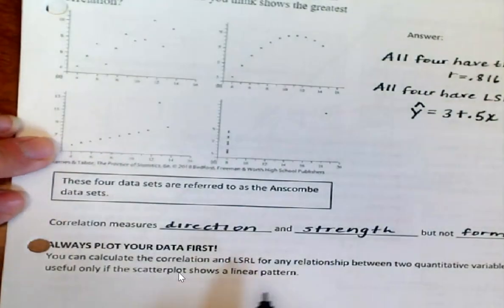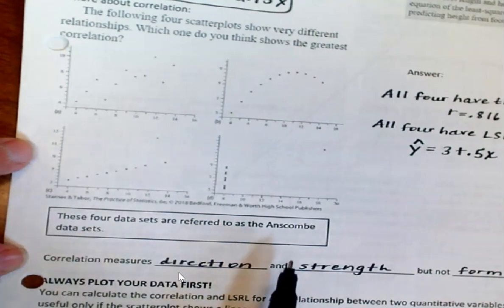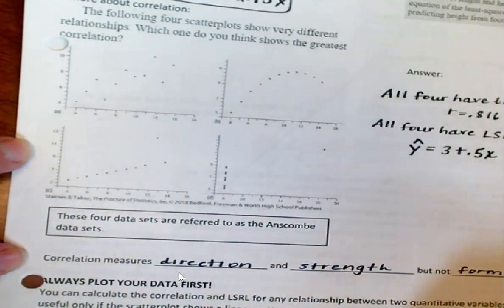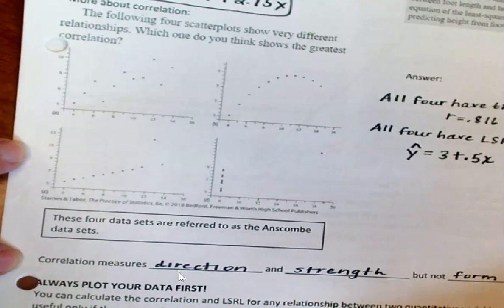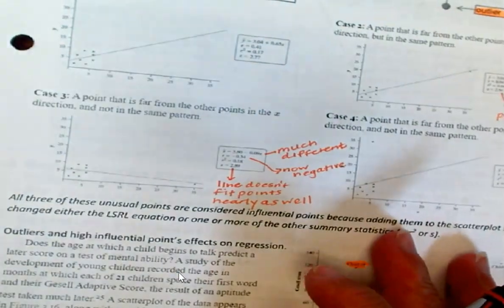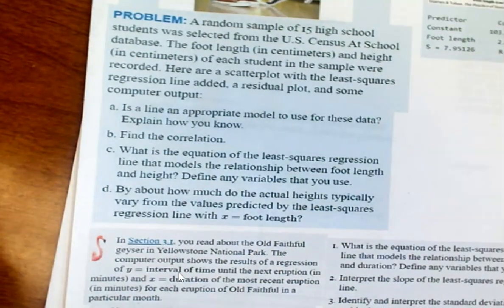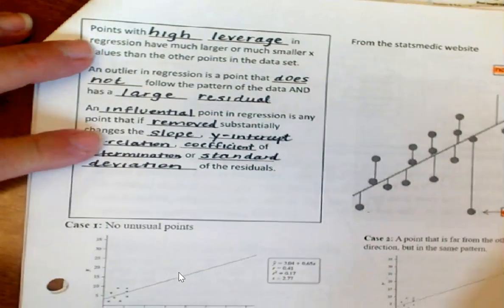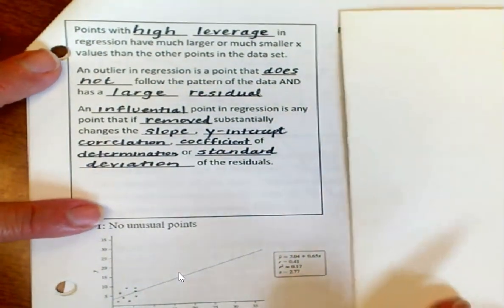Okay. So the main thing I want you to learn from these Anscombe data sets is that you can calculate the correlation and least squares regression line for any relationship between two quantitative variables, but the results are only useful if the scatter plot shows a linear pattern. Okay, the last thing we're going to talk about is the difference between points with high leverage and outliers, okay?